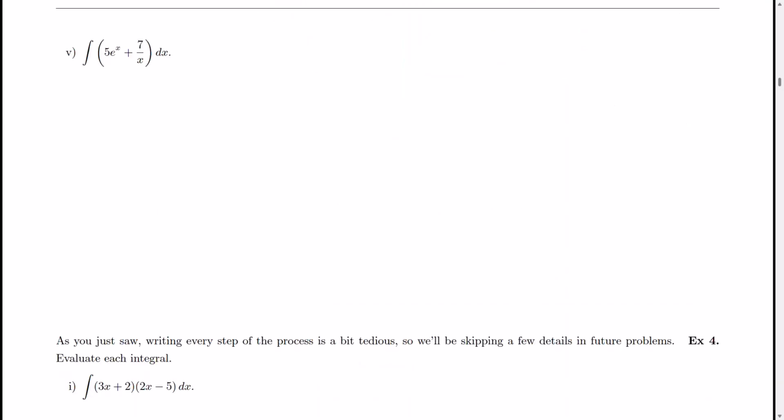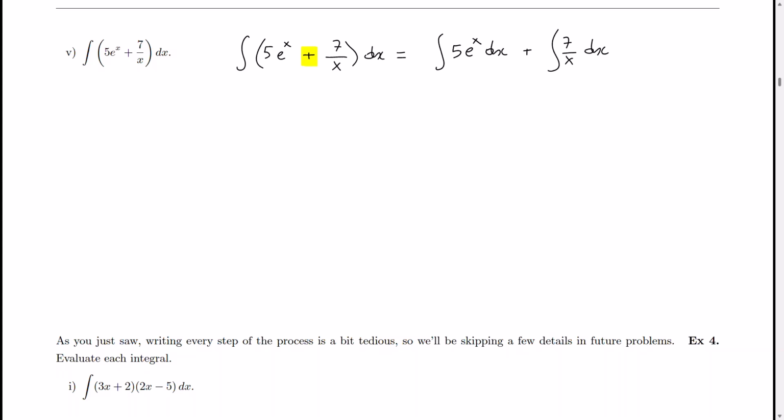Okay, let's talk about part 5 of this problem, and this one is going to be easier compared to the previous one. We have an integral of 5 with e to the power of x, so this is an exponential function, and then we have the 7 being divided by x, and the whole integral is done. Again, there are 2 terms in this problem, and they're separated by a plus sign, so we're going to give each portion its own integral. So the 5 e to the x gets its own integral, and the 7 over x gets its own integral as well.